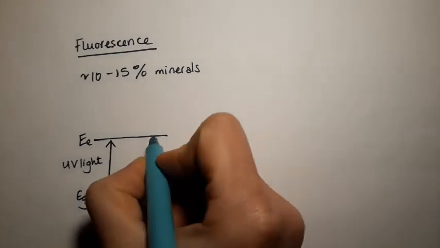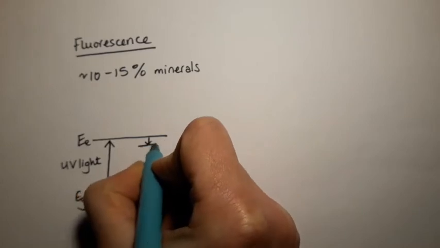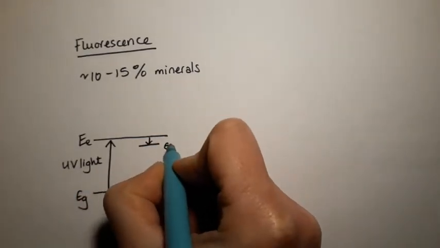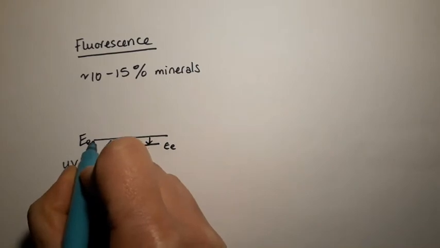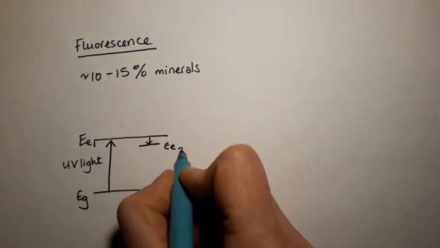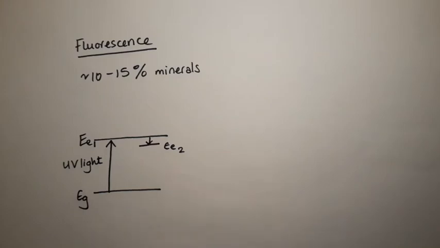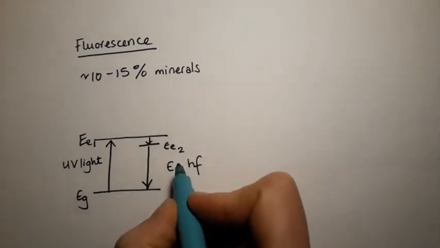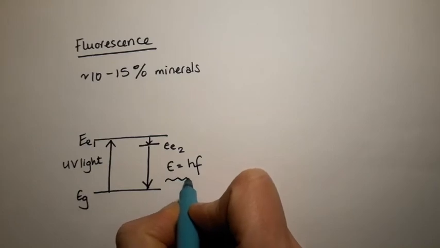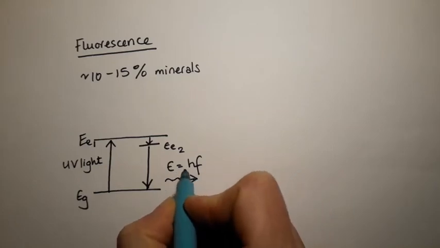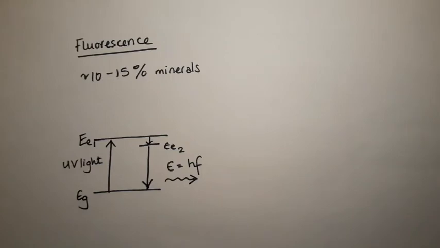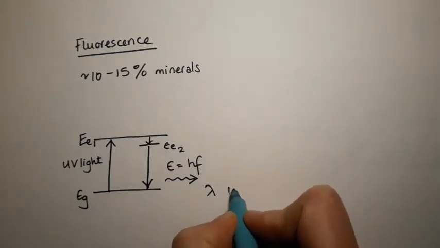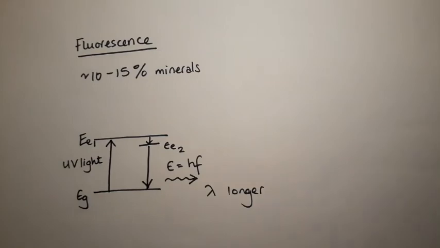In order to get fluorescence, we need a little bit of thermal loss of energy to produce a slightly lower excited state. Let's call this one over here E1, and we've got our second excited state. Now when it falls back down to its ground state, it will emit light with energy E equals hf. And the frequency will therefore have to be lower, which will make the wavelength longer, and the light will be in the visible spectrum.